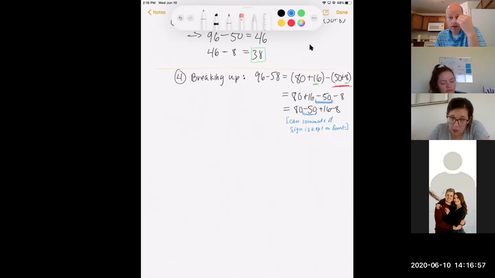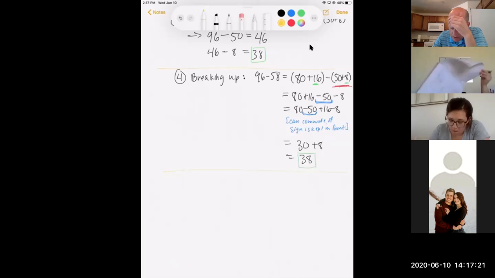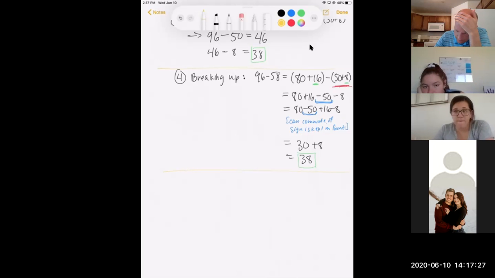Everybody got that okay? So 80 minus 50 is 30. 16 minus 8 is 8. That's breaking up. We're going to break up our first number, the minuend, so that we can subtract off the ones of the subtrahend, if you have multi-digit numbers, and even with a single digit.